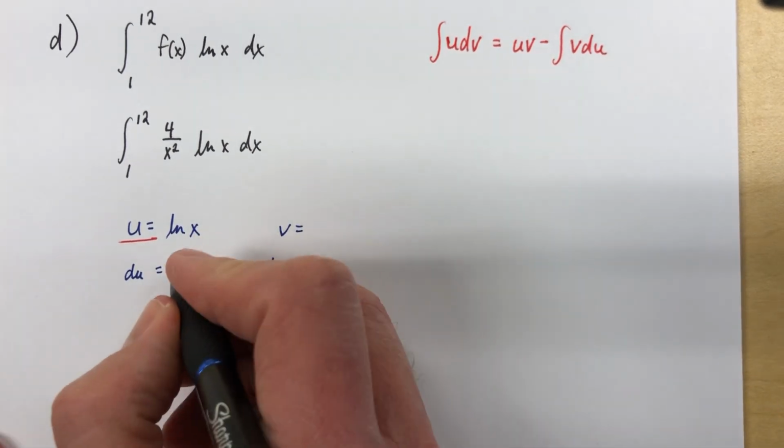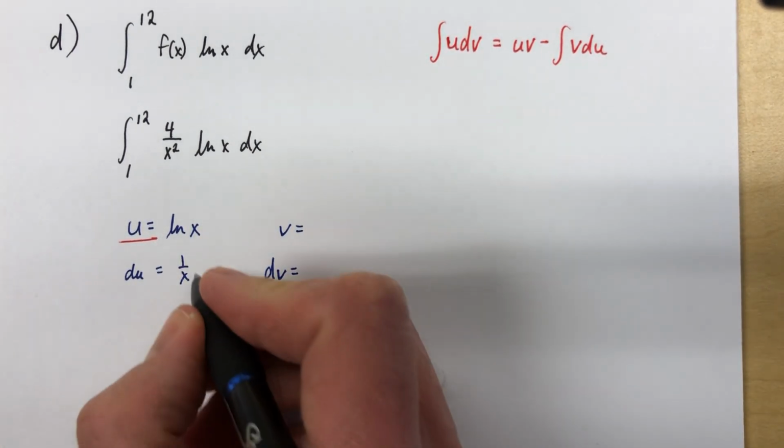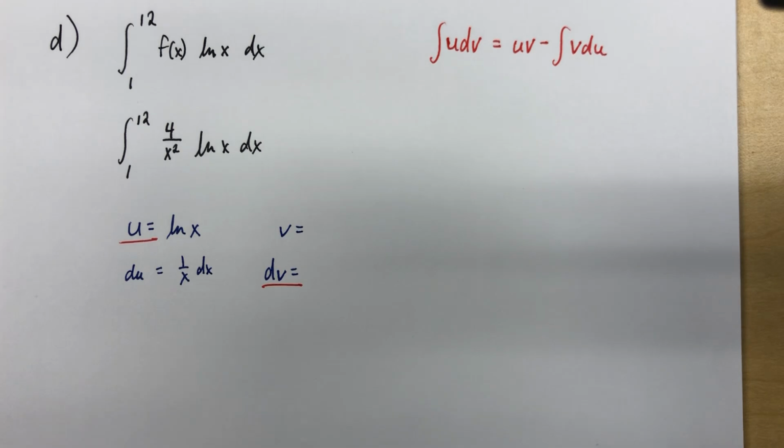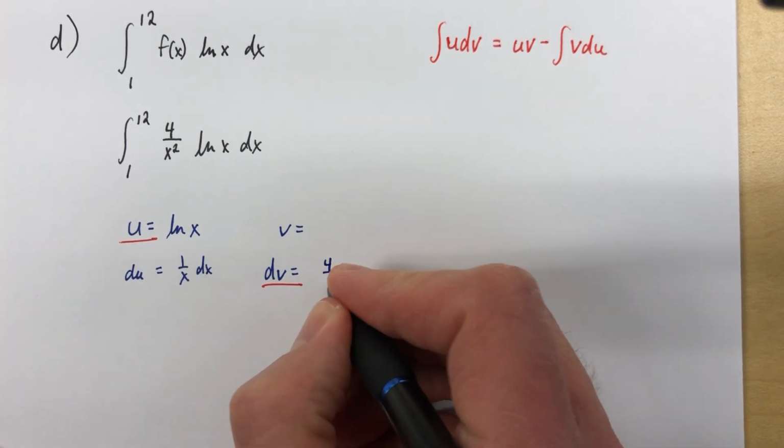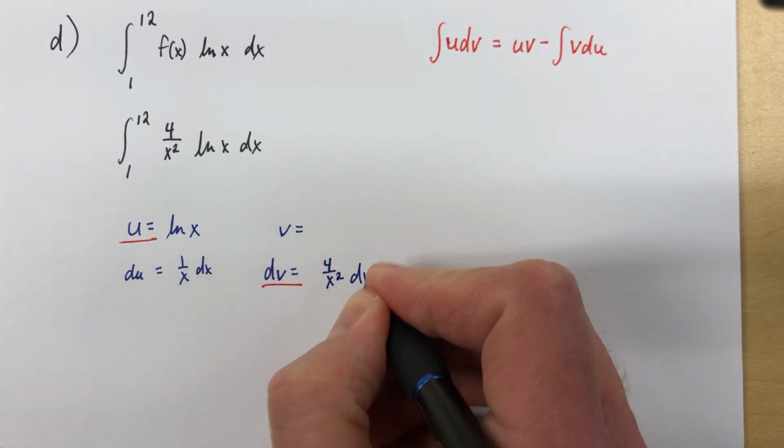And the derivative of natural log of x is 1 over x. There's no surprises there. 1 over x dx. We'll put that in there. Kind of important for notational purposes and operational purposes. Everything else will go here, 4 over x squared dx.